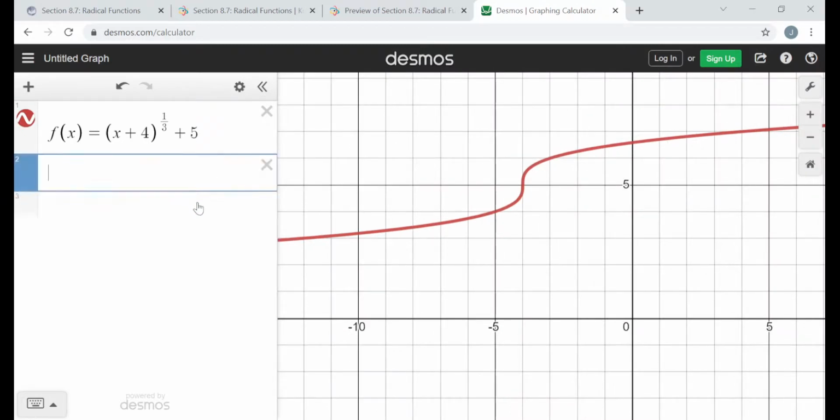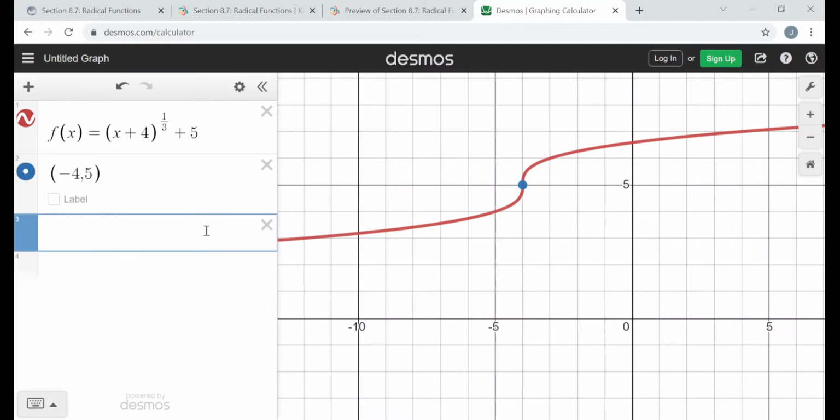And like I said, we know some points on this. We know that the point -4, 5 is on it. There it is there. We know that the point -3, 6 is on it. And I'm not going to plot all the points I just did on the previous page, but you could point out that all these points I found are definitely on this graph.